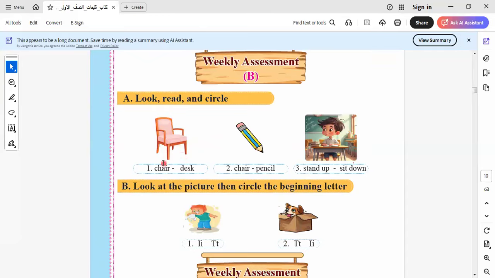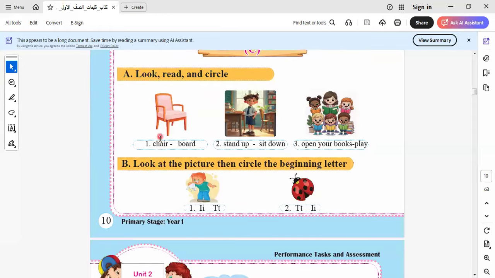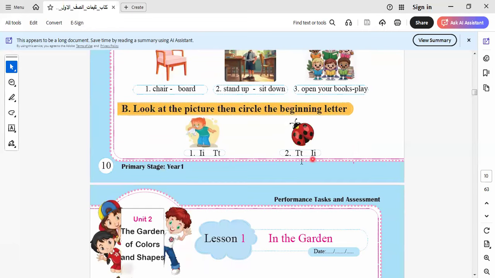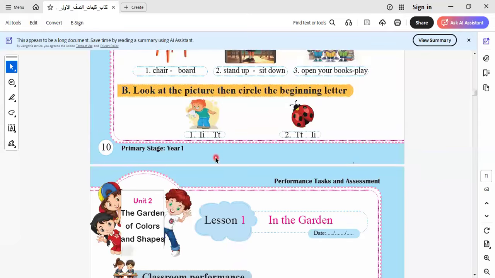What is this? Chair. I select this one. What is this? Pencil. Is it stand up or sit down? No, it will be sit down. Here we say, is it ill or tree? No, it's ill. So this is the letter I. Here is in. Okay, let's go to another one. Here is chair. Here is stand up. Here is open your books. Is it insect? It starts with letter I. Here is ill.